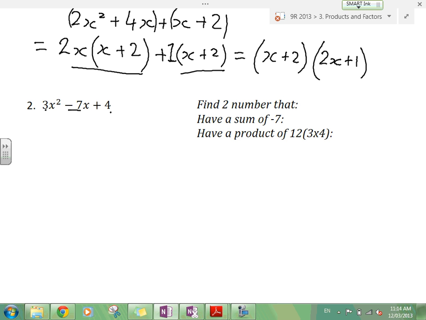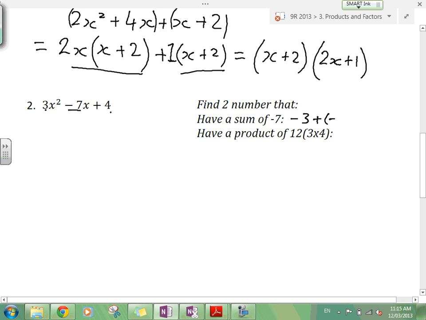Then we start thinking about the factors of 12. Sonia, what do you think of that? Yeah, negative 4, negative 3. So if we have negative 3 plus negative 4, that's equal to negative 7. And then negative 3 times negative 4 is equal to 12. So I've got my two numbers here.